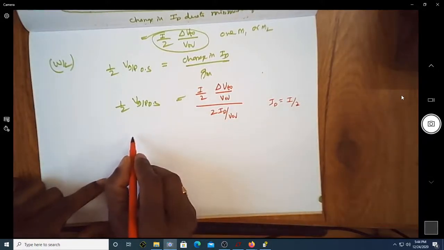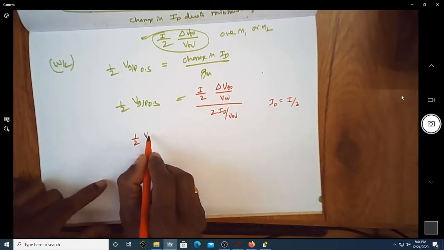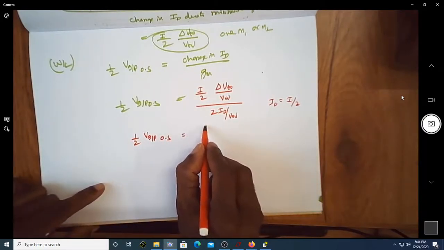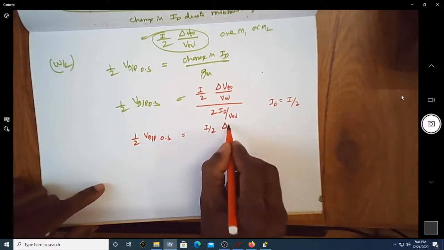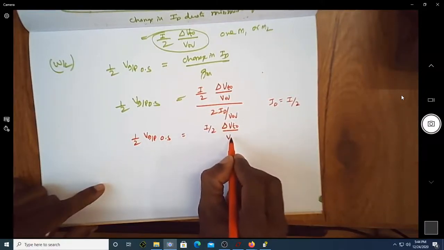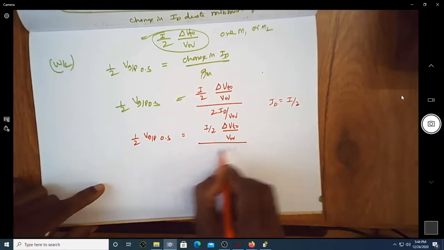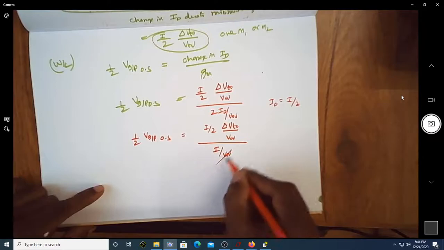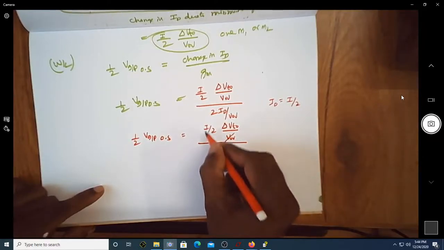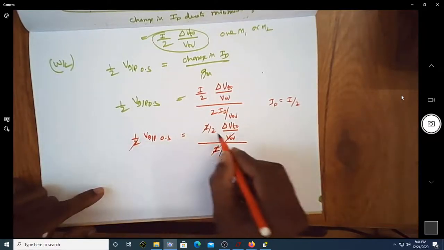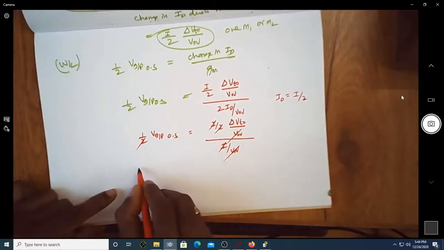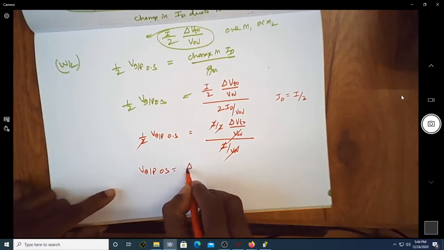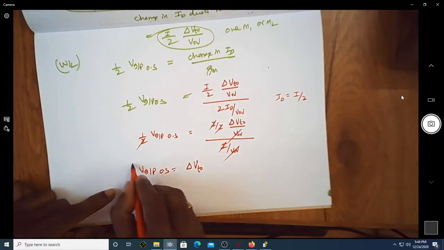So then this becomes half of V input offset voltage, given by (I/2 · ΔVTO/VOV) divided by (I/VOV). You can see this VOV will cancel with this VOV, this I will cancel with this I, and this 2 will cancel with this 2. So the input offset voltage is equal to ΔVT.